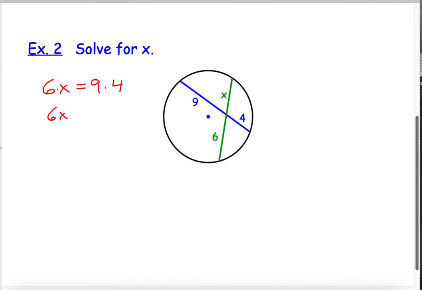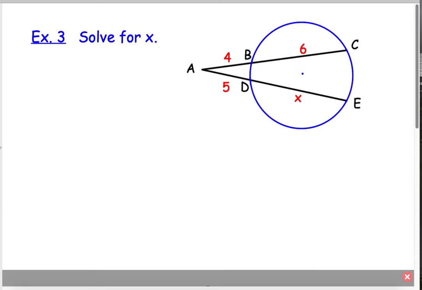So we have 6x equals 36. And if I divide by 6, I get x equals 6. And that's it. Alright, let's look at the secant example. Now this takes a little more practice, but it's still not terribly difficult. It depends on where the missing piece is at though.